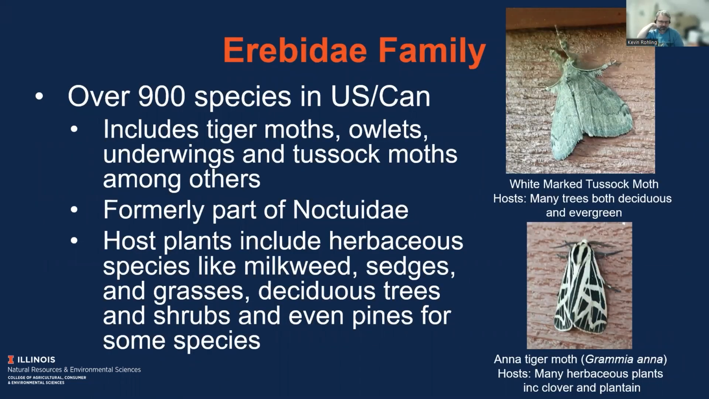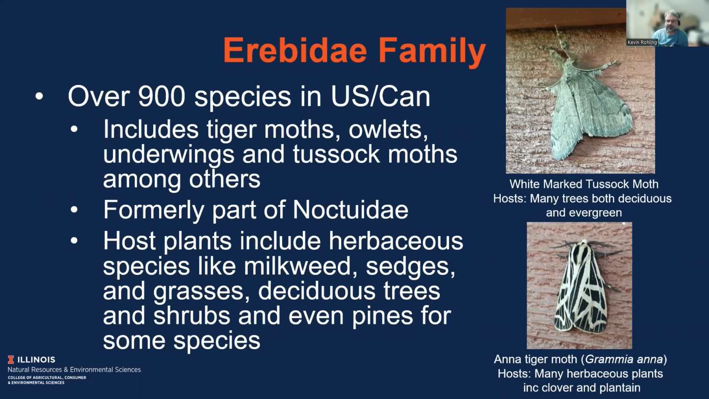So up next we have the Erebidae family, and this is a larger group in terms of numbers, over 900 species in the US and Canada. And this also includes some colorful ones and interesting looking species like the tiger moths and underwings, owlets and tussock moths as well. This group was formerly part of the Noctuidae family. Only mention that because it might come up if you're looking up these species, but even still with that separation, both of those groups are some of the largest moth families that we have.